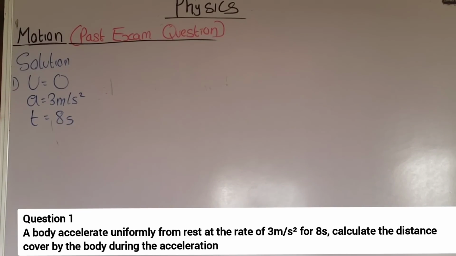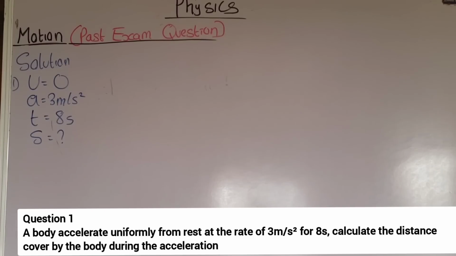Okay, we are asked to calculate the distance covered by the body during the acceleration. S is unknown. Okay, now looking at this question, how do we determine the value of s? To determine the value of s, which of the equations of motion are we going to use? We are going to make use of the second equation of motion, because that one contains all the parameters that we have, including the parameter that we are also asked to find, which is the distance.